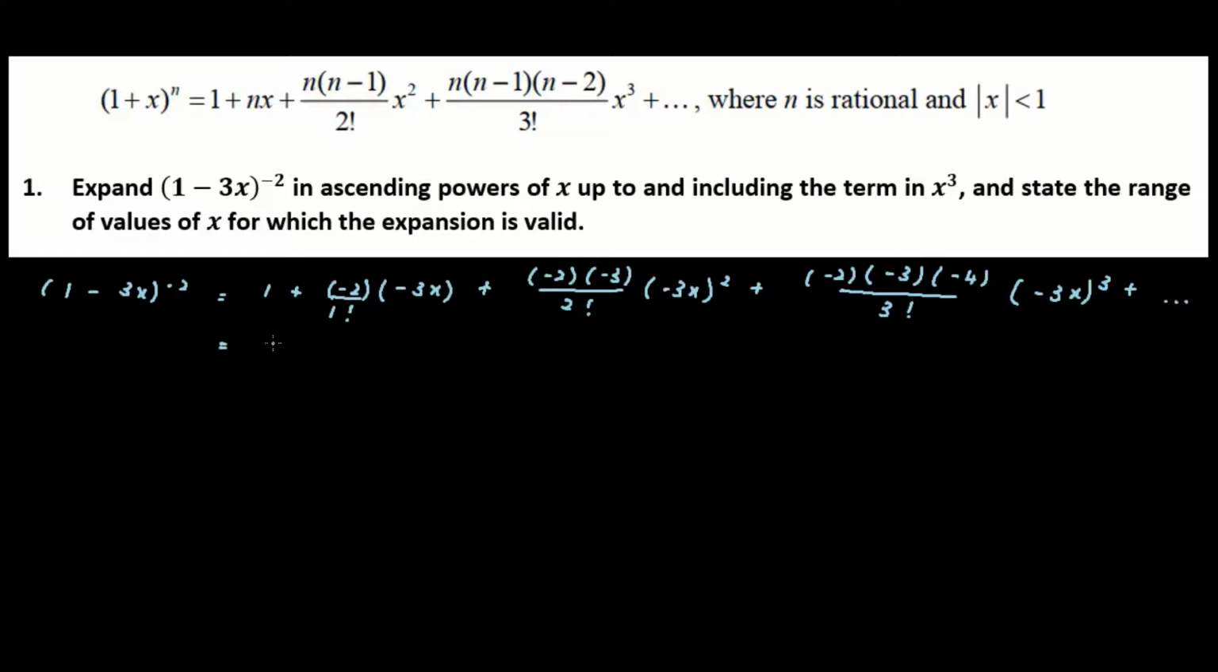Okay, same thing, then you just use your calculation to get the answer. So 1 plus 6x, and then plus (negative 2)(negative 3)(9) divided by 2, which gives 27x squared, plus the next one, 108x cubed, and so on.